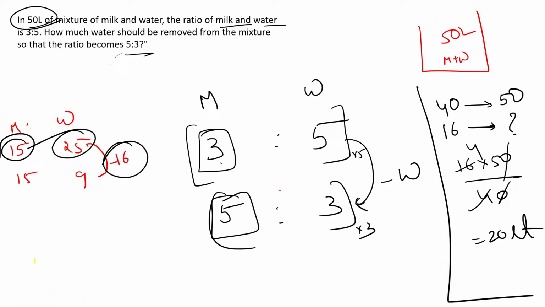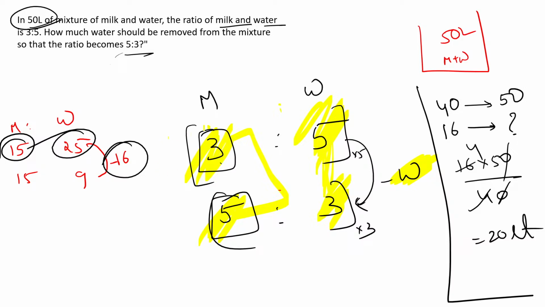So I will explain once again. Initially we are having the milk and water ratio as 3:5. After removing some water, we are getting the ratio as 5:3. We need to find out how much water we are removing from the mixture. So we know that we are actually removing the water, means we are not touching the acid, milk. So the milk has to be the same.